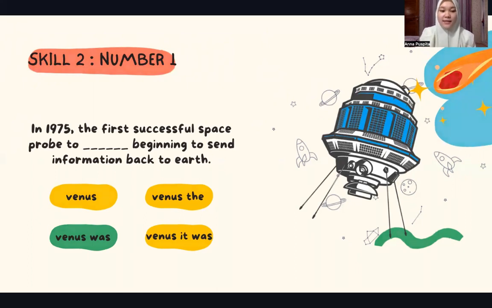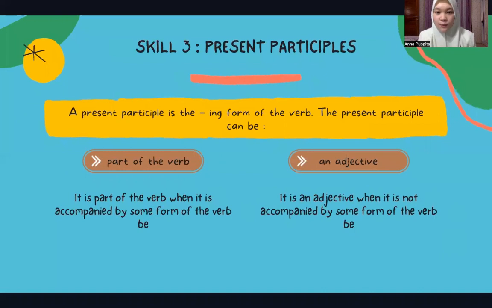Turn to the last skill. Skill number 3, present participles. A present participle is the ing form of the verb. The present participle can be two. First, part of the verb. It is part of the verb when it is accompanied by some form of the verb be. Second, an adjective. It is an adjective when it is not accompanied by some form of the verb be.